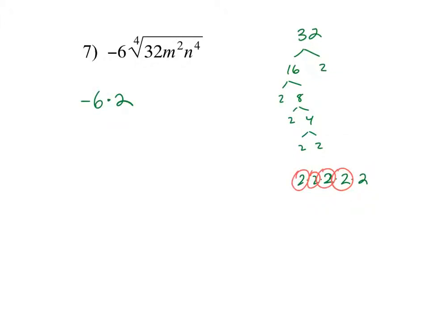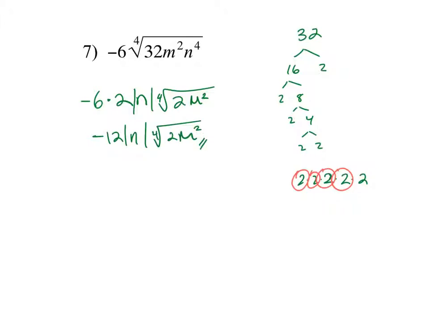Now the m, the exponent is less than the index. So that means that I'm keeping the same. N to the 4 is divided by 4, right? So this is n, the absolute value of n, 4th root of 2m squared. Remember that we still have this 2 over here. So the absolute value is n. Remember this, the exponent 4 divided by the index. Right? So negative 12 squared, absolute value of n, 4th root of 2m squared.